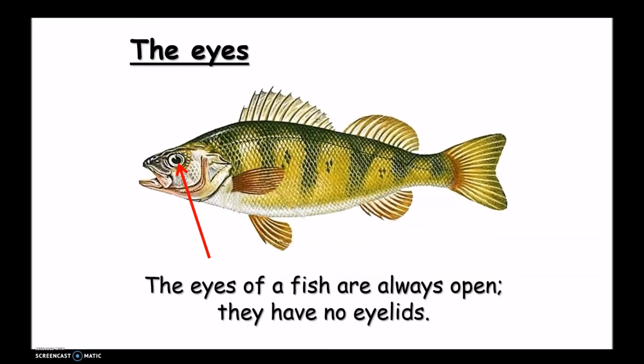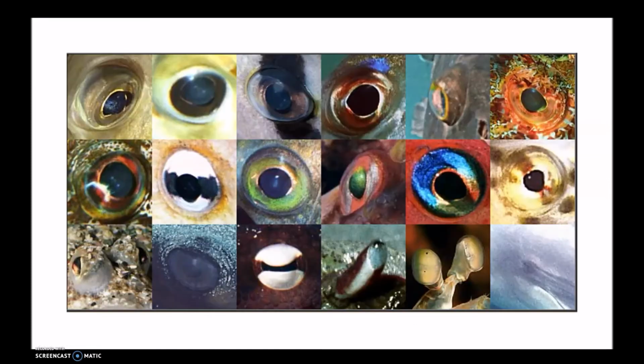So the eyes of a fish are always open. They don't have any eyelids. They do have a protective lens kind of across the eye, which helps the eye to stay open without having to close. And inside the eye there is the lens, which when we dissect our fish we will attempt to get out, so you guys can have a look at it.